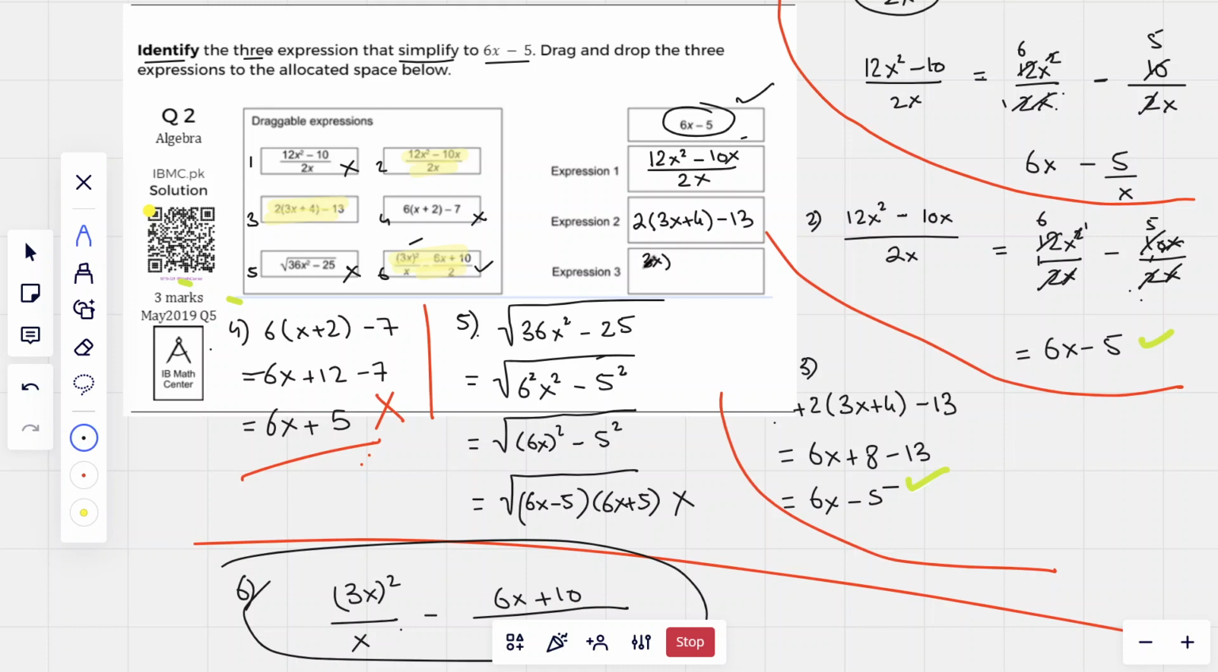3x whole square over x minus 6x plus 10 over 2.